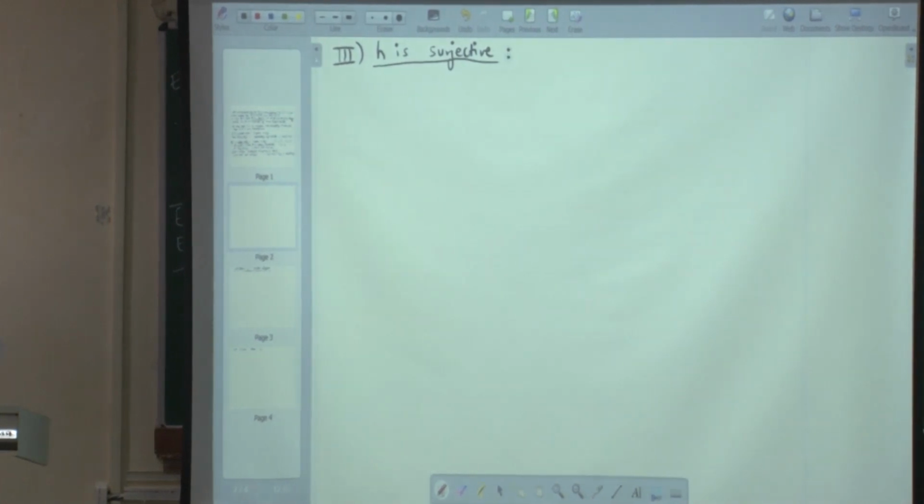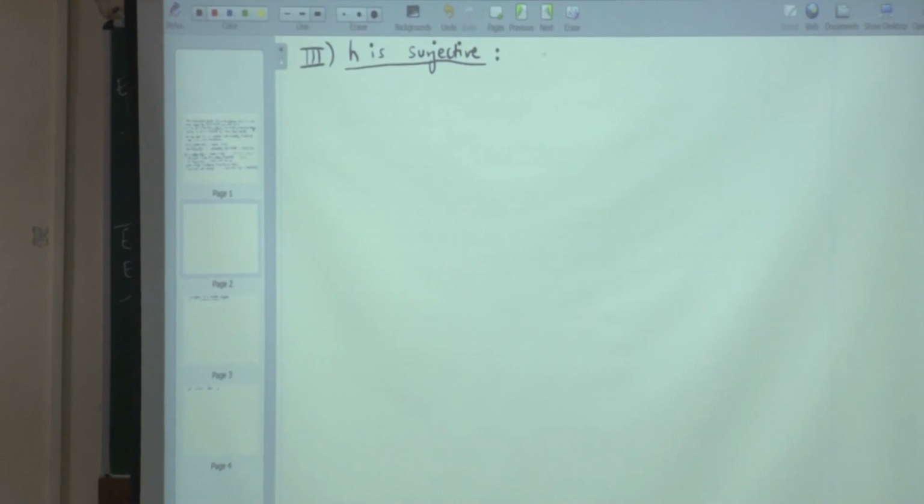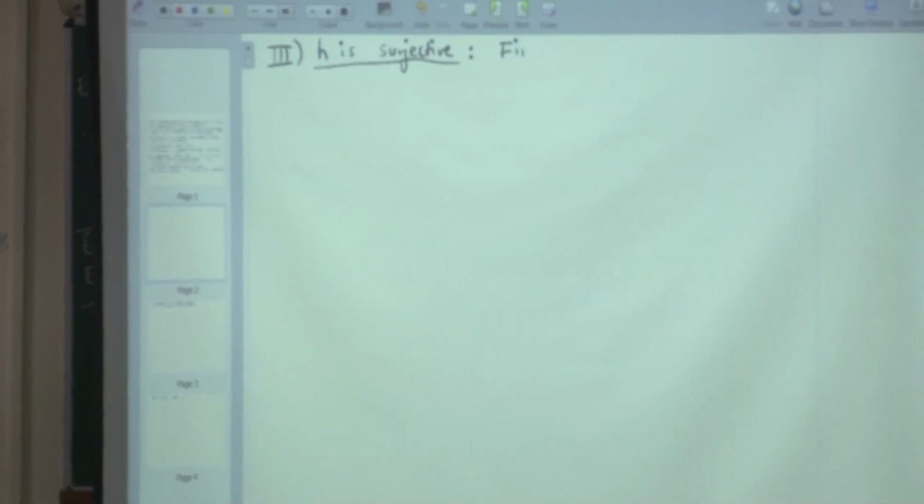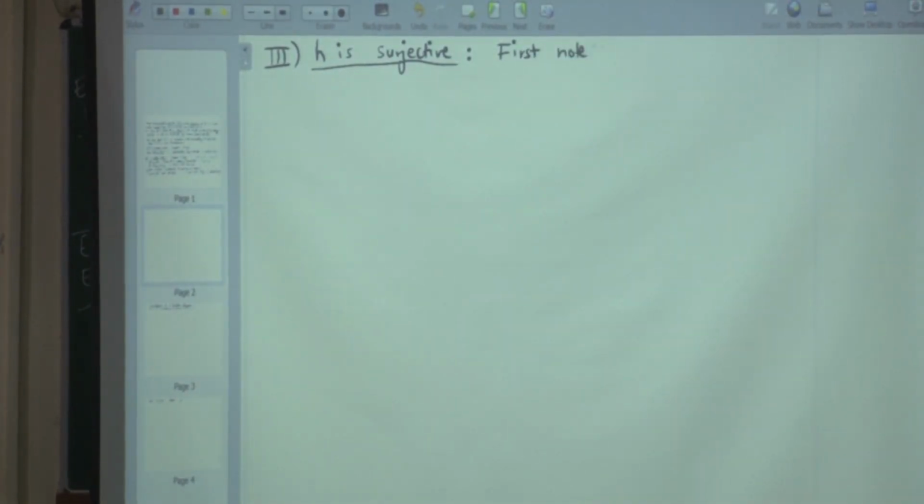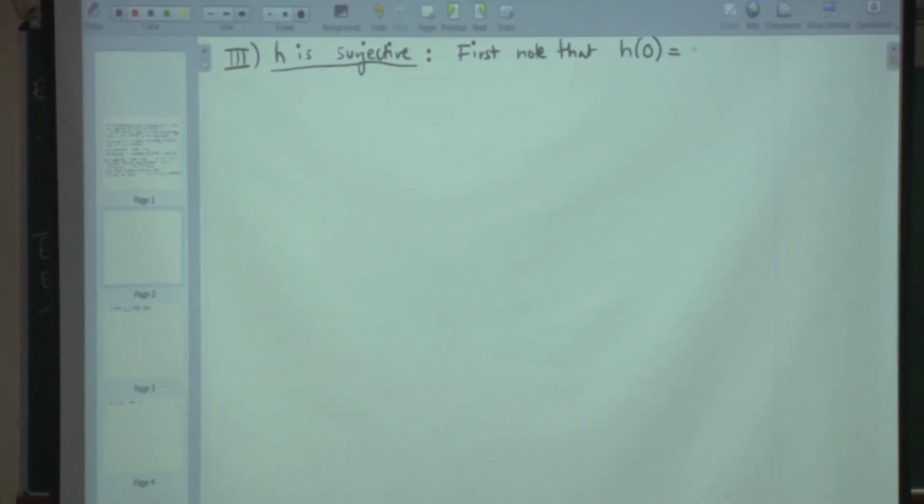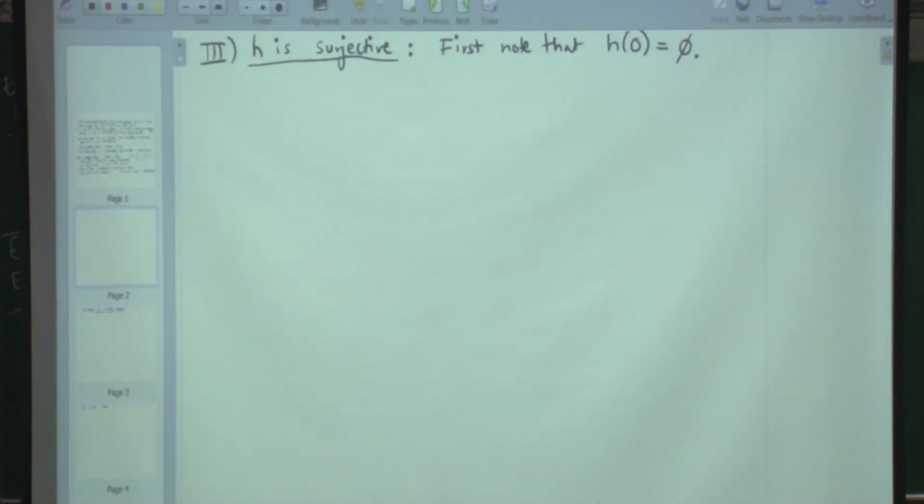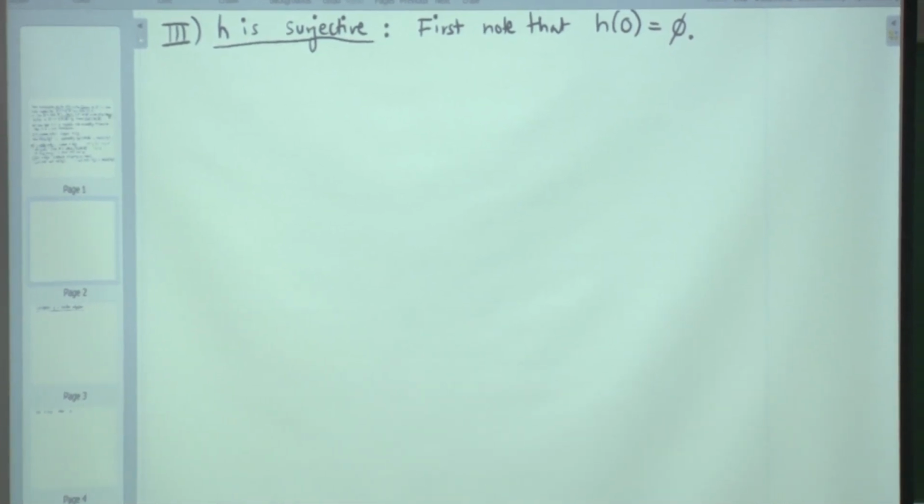Okay, how do we prove H is surjective? So let us start with something. First, let us observe that H of 0 is what? No, H of 0 is not 0. H of 0 is the empty set. Here 0, by 0 I mean the least element of the Boolean algebra, not our von Neumann ordinal 0. Right? So 0 is the least element, so H of 0 is equal to empty.